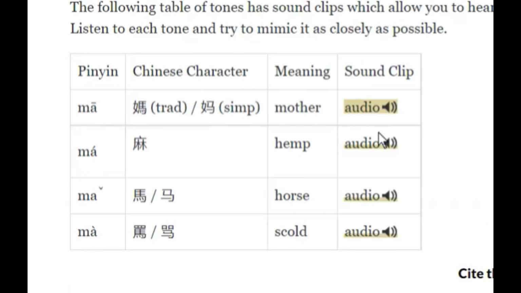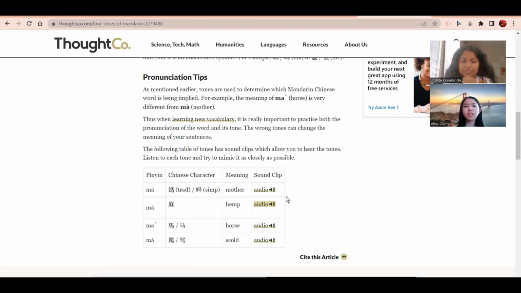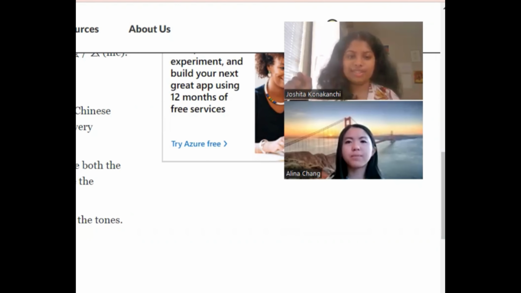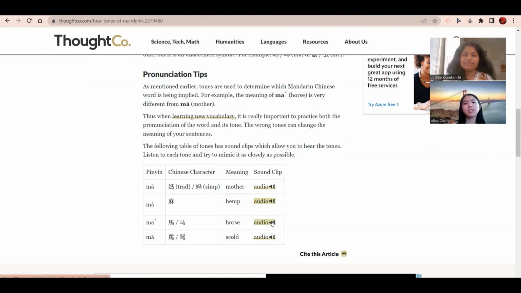Now let's take a look at the second tone. 妈 Ma. This one means to be hemp or to be kind of numb. Typically, when I learn these tones, I imagine myself going with the lines, or you can do it with your hands with the different tones. So let's take a look at the third one.